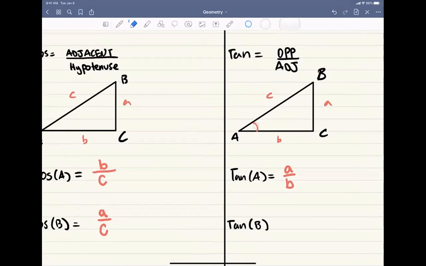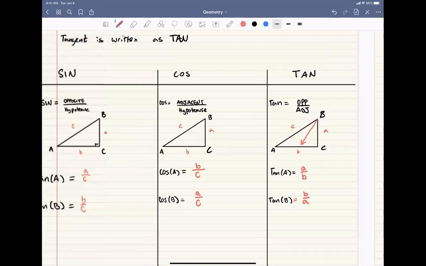Right, first let me erase this. If we look at angle B, if we look at this angle, you're gonna notice that the opposite of B is little b, over the adjacent, which is A. All right, and that's what we mean by tangent. It's the ratio between the opposite leg over the adjacent leg.